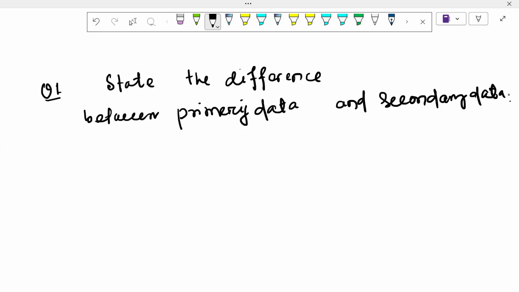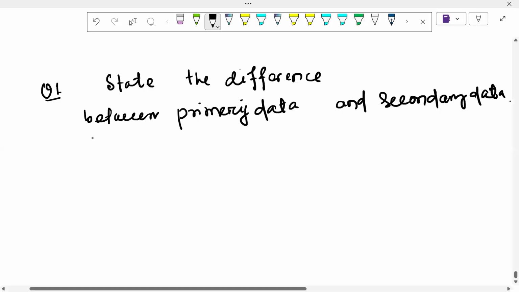State the difference between primary data and secondary data. Everyone written the question? Yes, yes, sir. Okay.